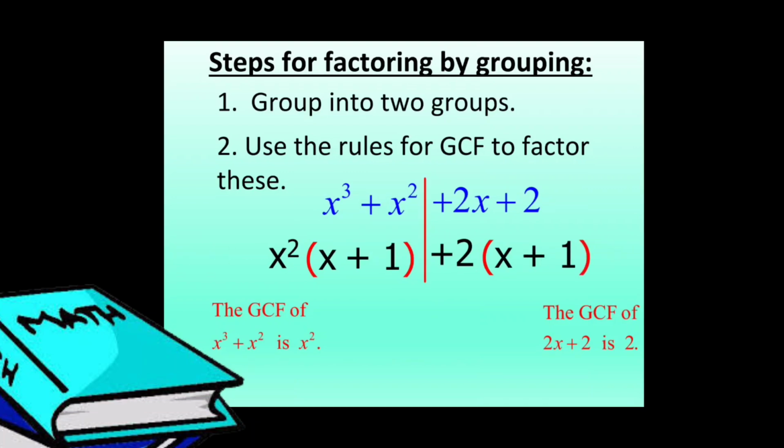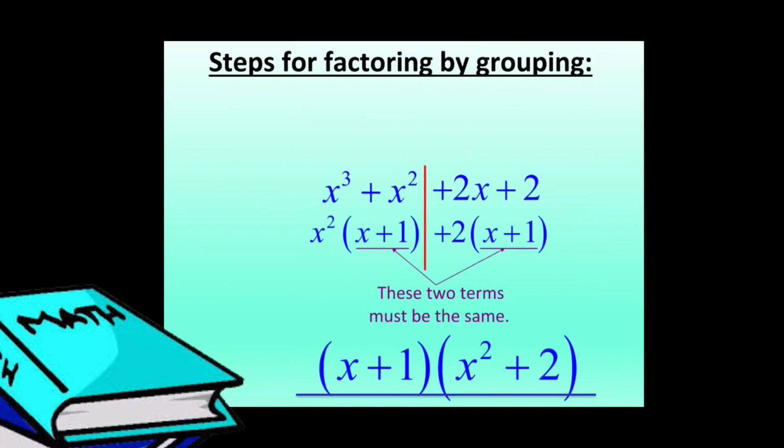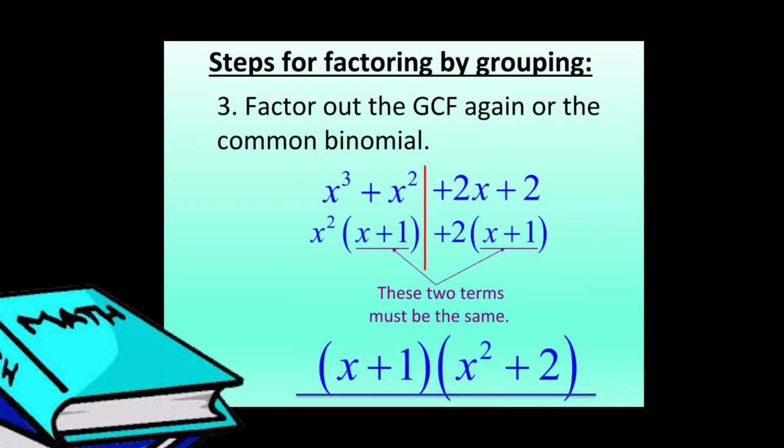So what have you noticed? Do you see the same number in this set of factors? For our third step, let's factor out the GCF again, or the common binomial. For our answer, let's take the common term, which is x plus 1, and the remaining factor, which is x squared plus 2. So our factored form is x plus 1 times the quantity x squared plus 2.